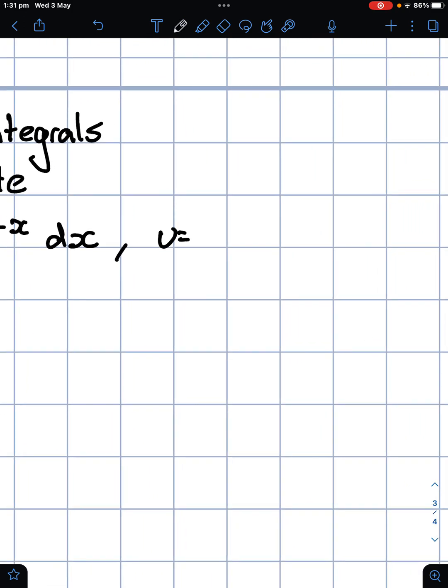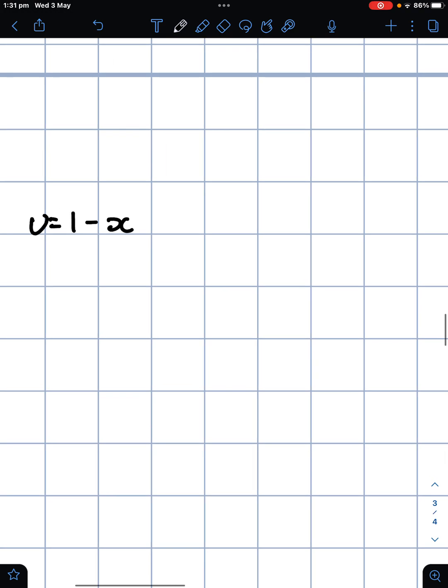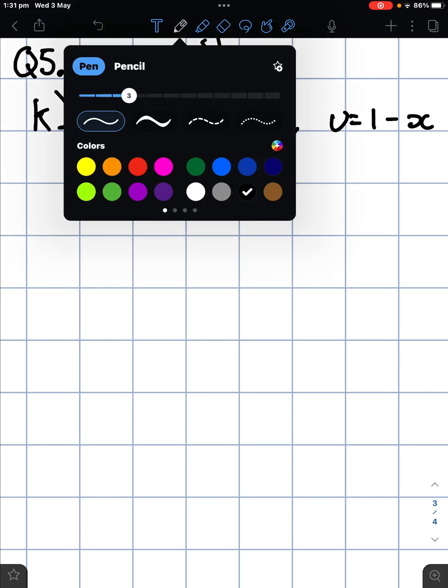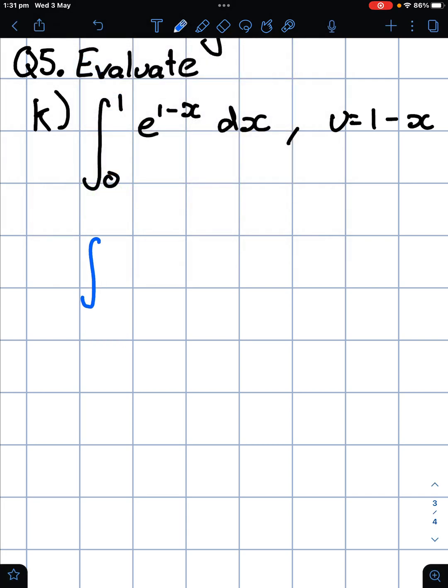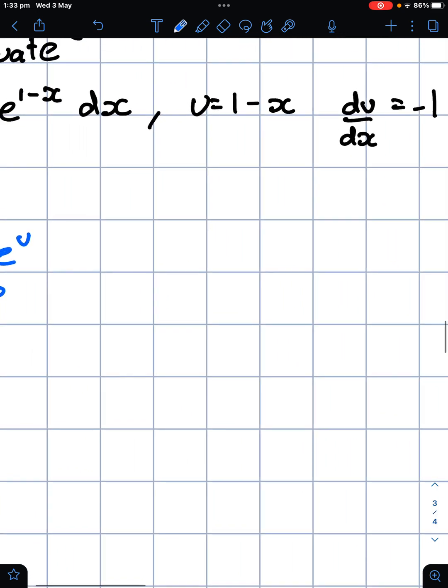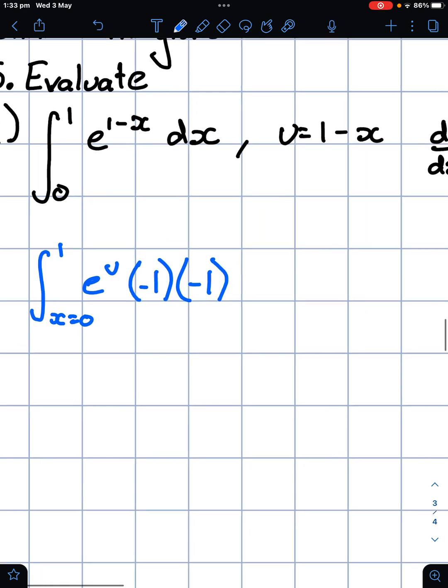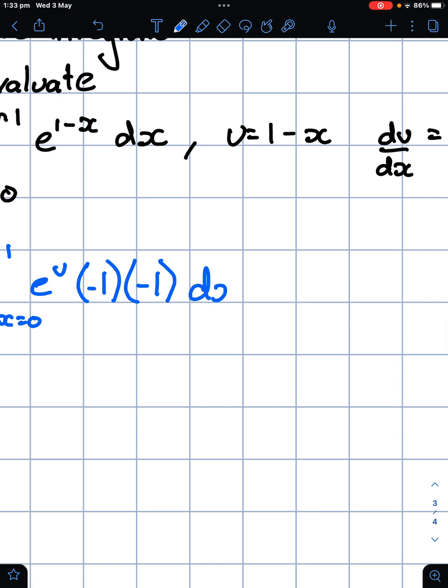So we've got u equals 1 minus x. And so we've got du dx equals negative 1. So let's jump to our next derivative. Hang on a sec, I don't usually do it in black. Let's change to blue so you know what I've been doing in the video. So x equals 0 to 1, e to the u, and I need a negative 1 in here. So I'm going to do negative 1 and negative 1.